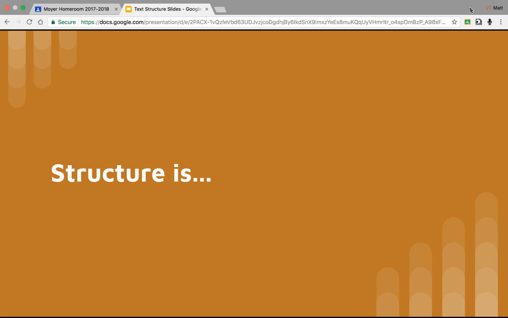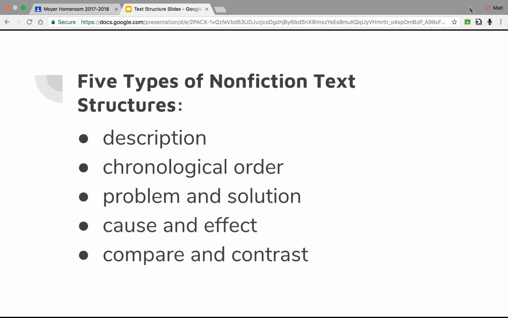I think if we look at the examples, you'll get a really good feel for what we mean by this. Now, remember, we're talking particularly about nonfiction text structures. So these are nice patterns that we can find and discover in nonfiction. There are basically 5 of them: description, chronological order, problem and solution, cause and effect, compare and contrast. Let's talk about each of those.